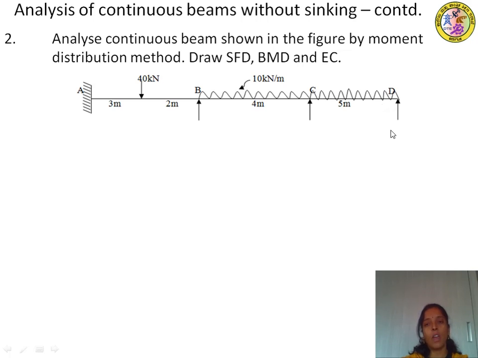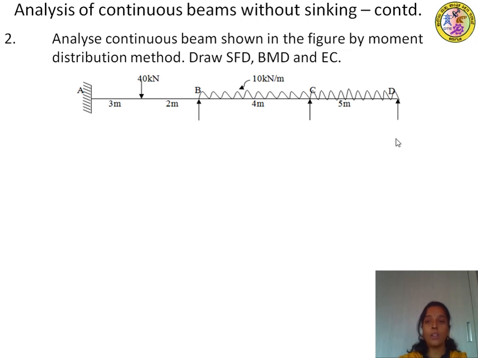In the last case we have taken both ends of a continuous beam as fixed. In this case we will replace one of the ends as simply supported end. So let us check what variation or changes we have to make to analyze a continuous beam with one of the ends as simply supported end, so that we can draw SFD, BMD and elastic curve.